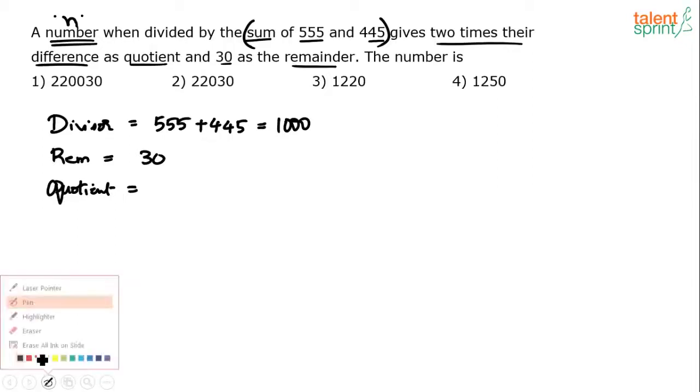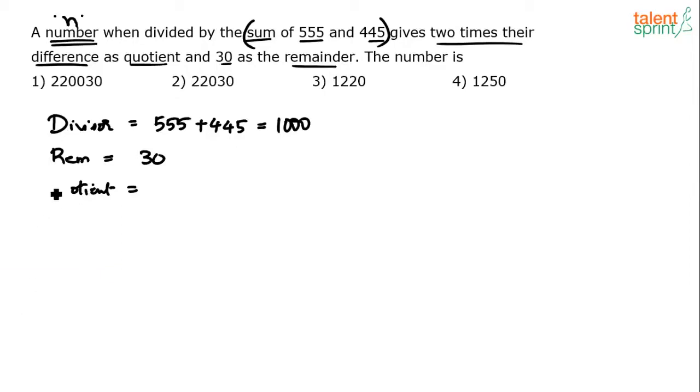Quotient is 2 times the difference. Difference of what? 555 and 445. So the difference is 110, and twice of that. 2 times their difference as quotient. So 110 into 2, 220.